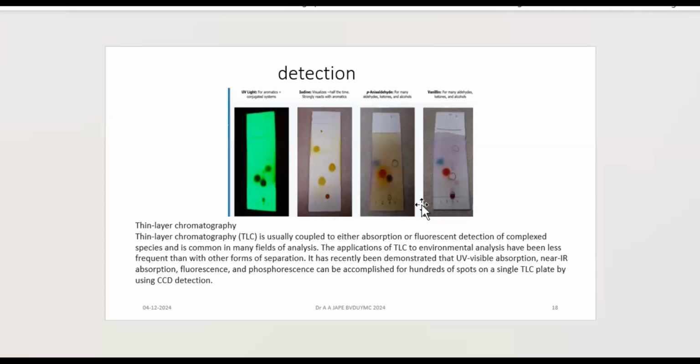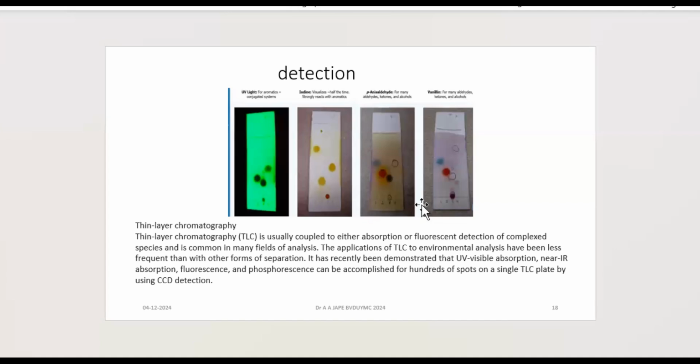So development of a visible spot is very important, and that is referred to as analyte detection. So several detection methods are available. Examination of the plate under UV light will show the position of ultraviolet absorbance or the fluorescent compound present in it.